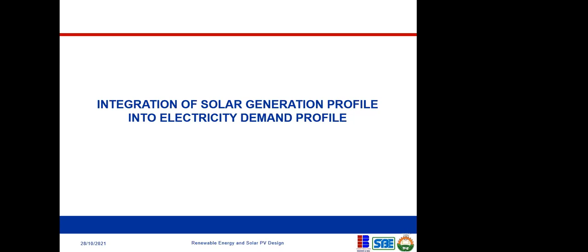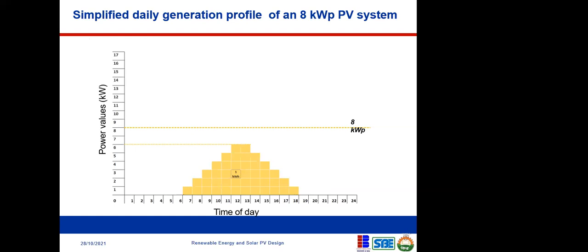So, integration of solar generation profile into electricity demand profile. Okay, so this is a simplified daily generation profile of an 8 kilowatt peak solar system. Normally, this will be your solar peak. It comes up in the morning, it gets to the peak, and then it dies down in the evening.